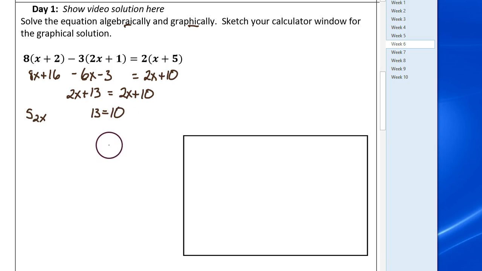What that means is there is no value that you can find that could replace x in the original equation and ever make the left side equal to the right side. So the answer is no solution.